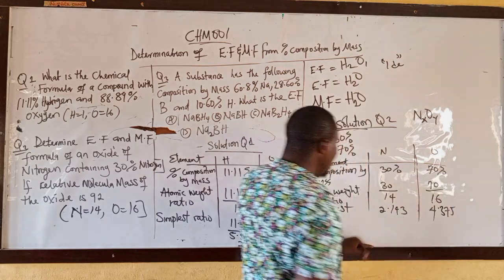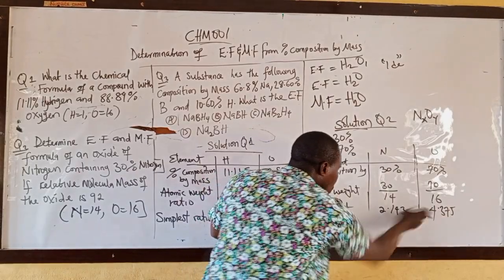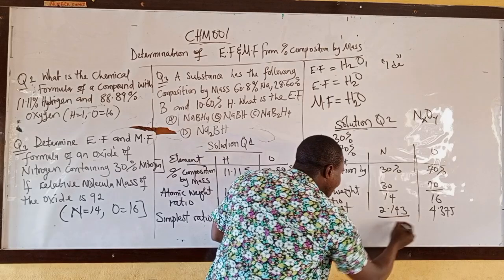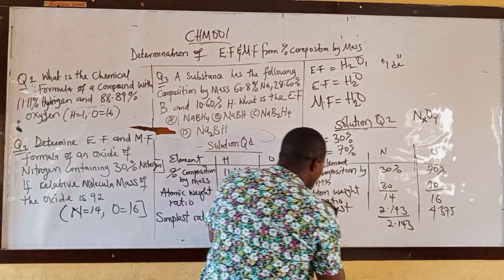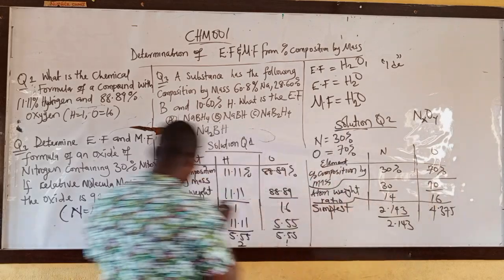Yeah, you have 3. Then divide by the what? Smaller value. That is divided by the smaller value. Between these two, which one is smaller? That is 2.143. That is divided by 2.143.